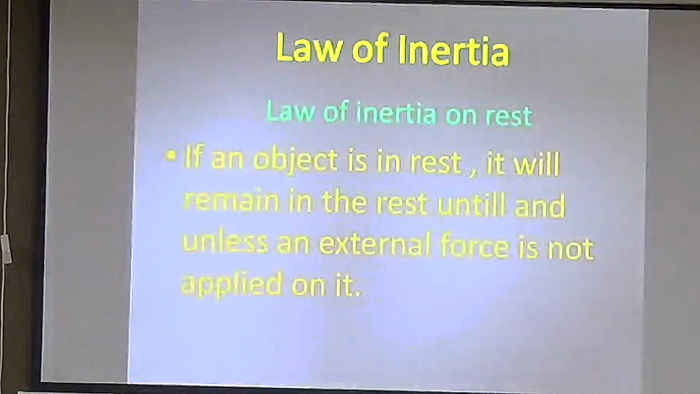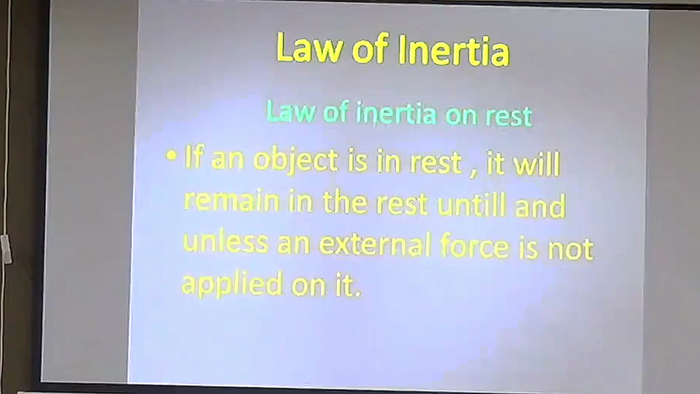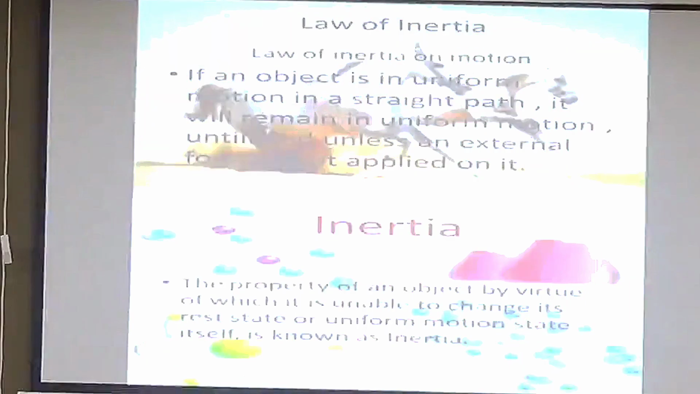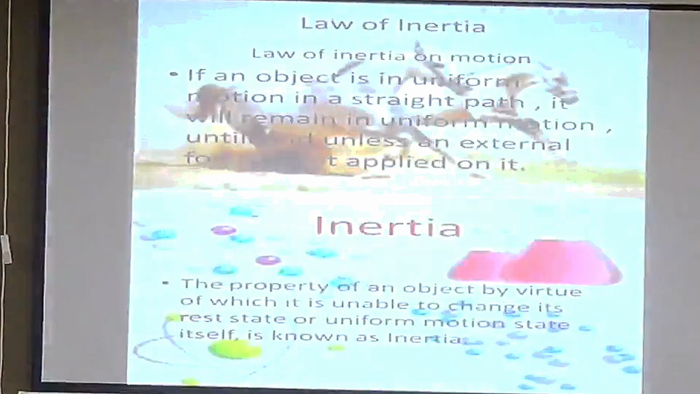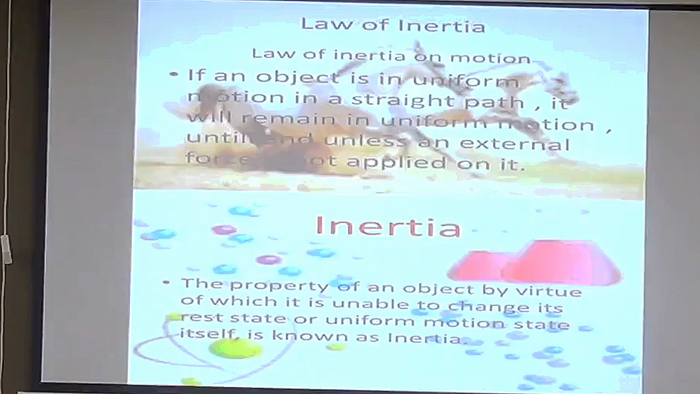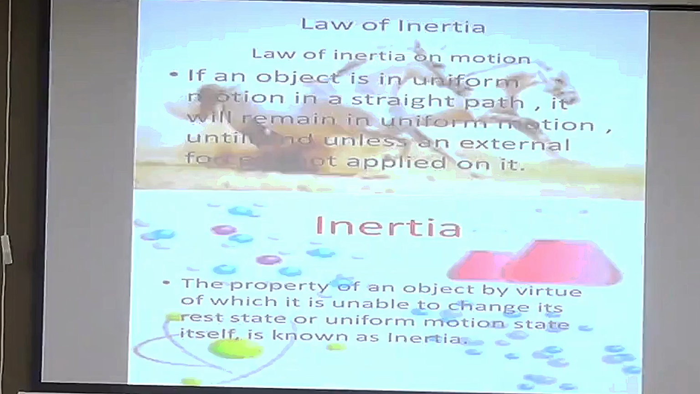First law, or the law of inertia: if an object is at rest, it will continue in its rest position until an external force is applied on it. Also, if a body is in uniform rectilinear motion, it will continue in its motion until an external unbalanced force is applied on it. Then what is inertia? Inertia is the property of an object by virtue of which it is unable to change its position of rest or motion.